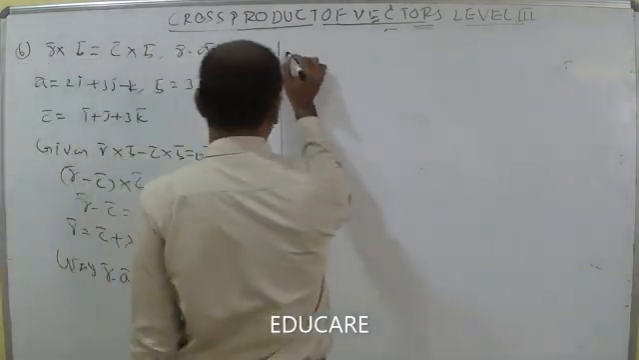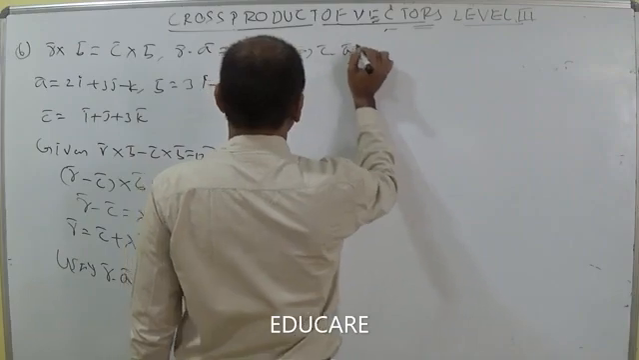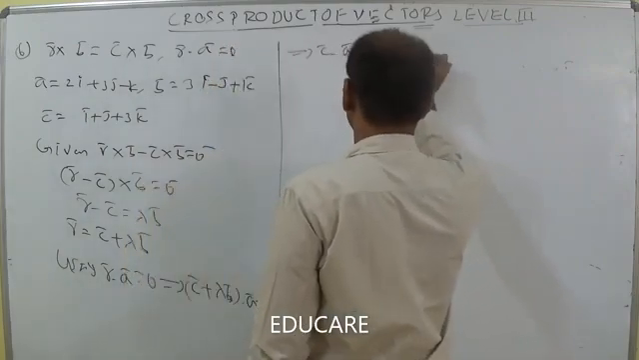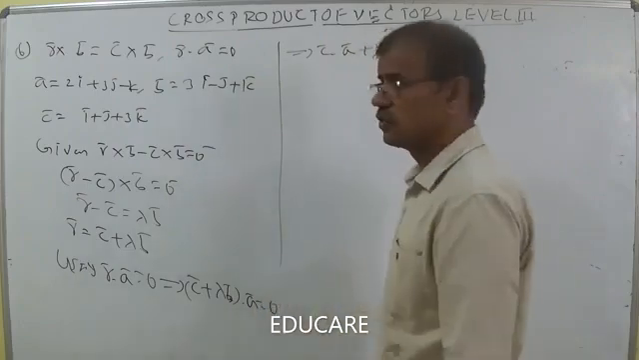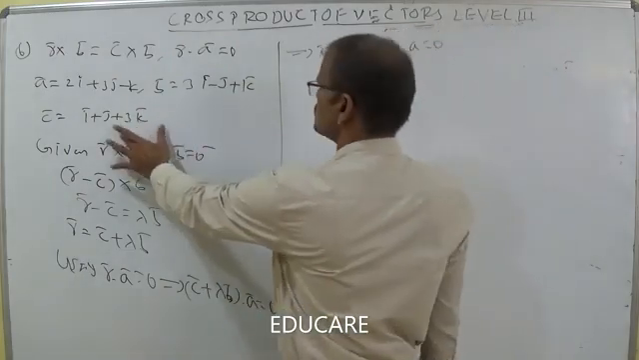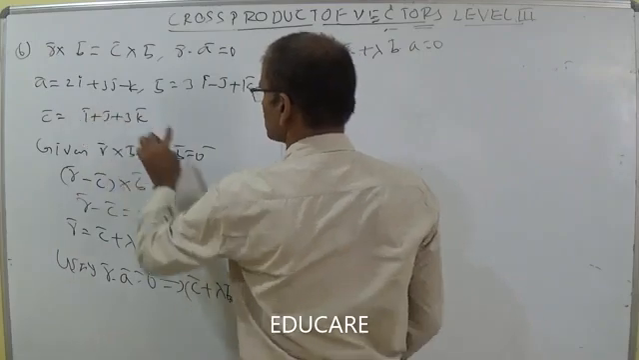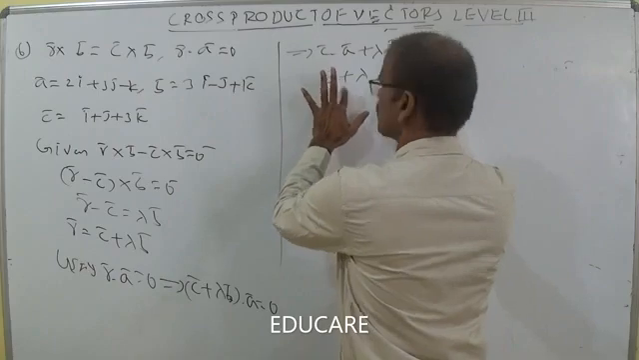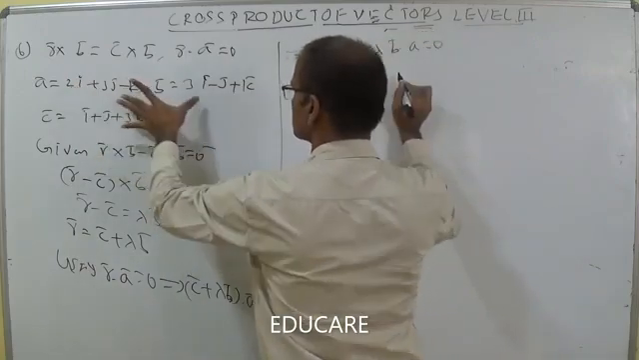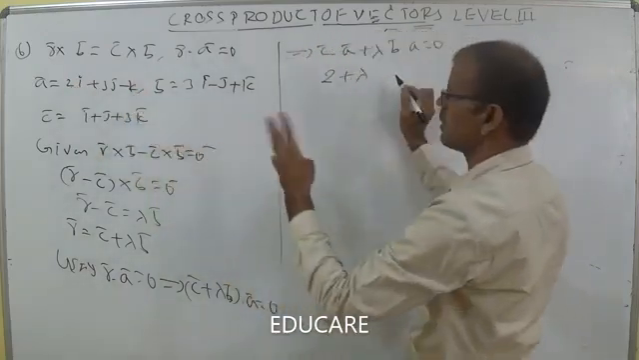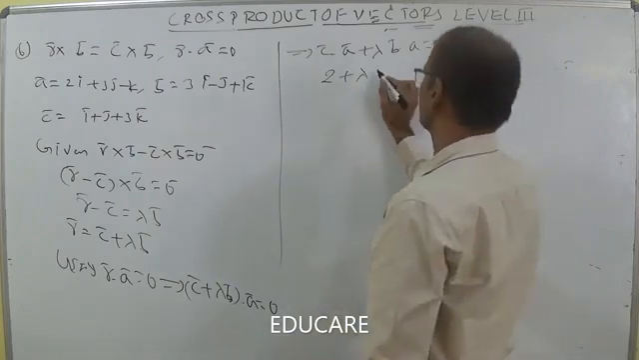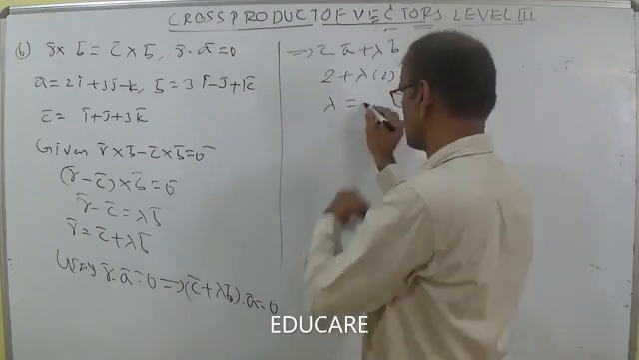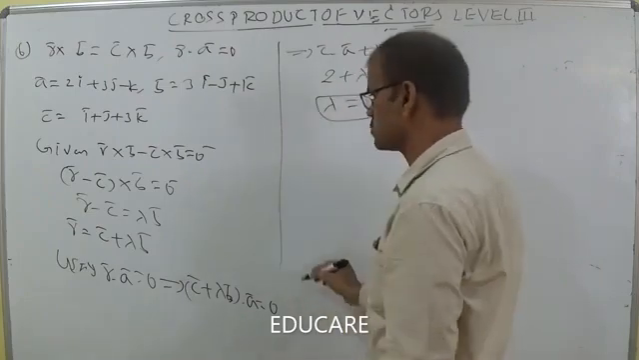Now we can write C bar dot A bar plus lambda into B bar dot A bar equal to 0. Using the given data, C dot A is 2 plus 3 minus 3, it becomes 2, plus lambda into B dot A. B dot A means 3 twos are 6, 6 minus 3 minus 1, 6 minus 4, that is 2, equal to 0. 2 plus 2 lambda equal to 0, so lambda equals minus 1.